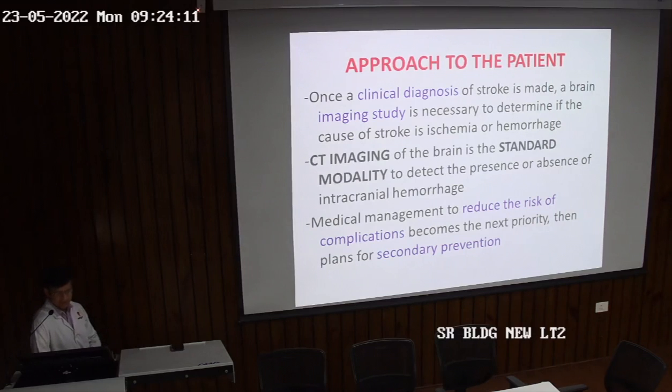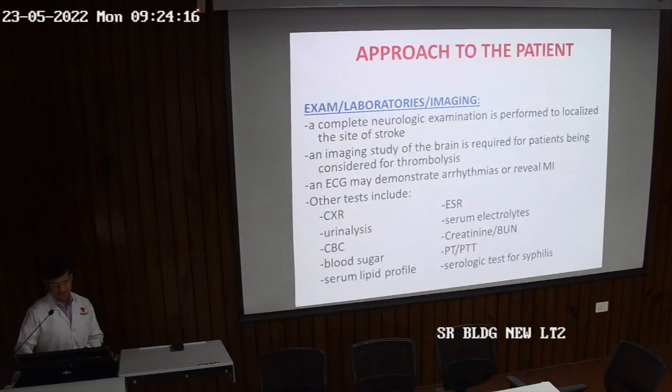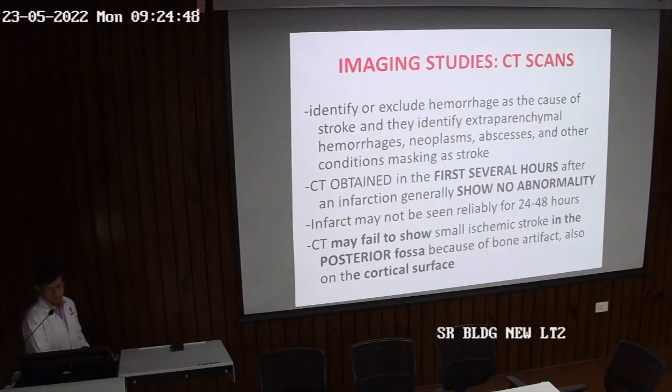And then the medical management to reduce the risk of complications, then plan for the secondary prevention. So first we do a complete neurological examination to localize the site of the stroke. Then we go for an imaging study of the brain, which is required for the patient being considered for thrombolysis, ECG to find out whether the patient is having myocardial infarction or arrhythmias, and certain other tests in the form of chest X-ray, urine analysis, blood sugar, CBC, lipid profile, ESR, electrolytes, renal function test, PT, APTT, and serology tests for syphilis.